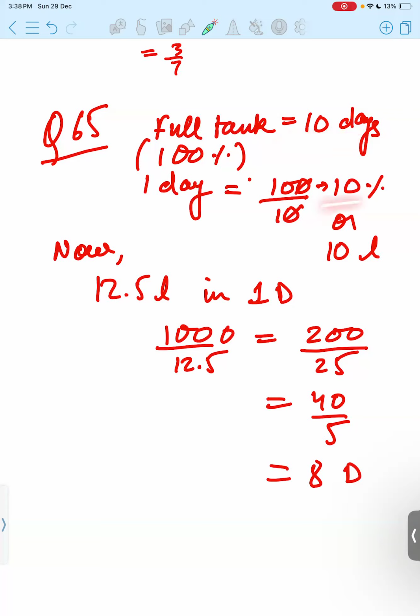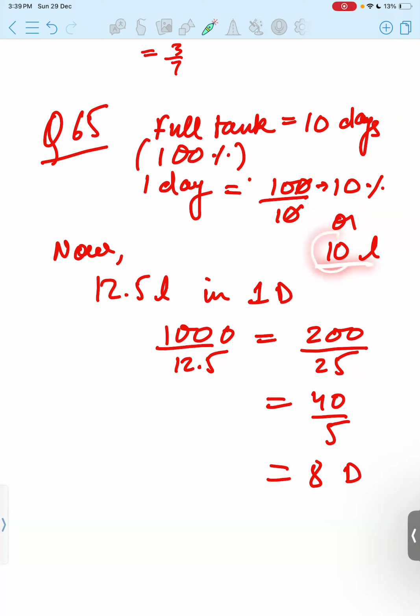We are using 10%, or you can just say, suppose the full tank capacity is 100 liters. So 10 liters would be used every single day for the next 10 days, so that the full volume is completely used, because that is given in the question. Now it states that when 10 liters is being used every day, 25% more is used every day.